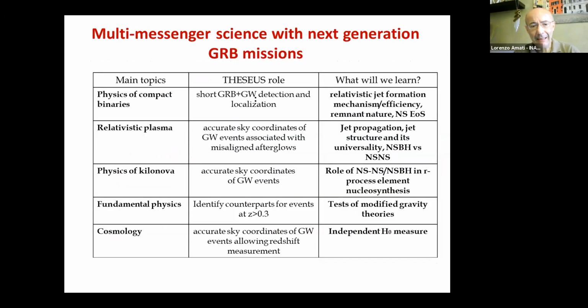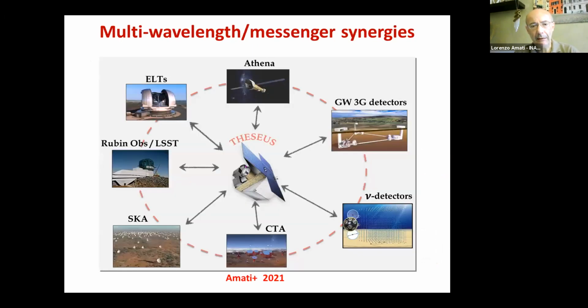So this is a sketch, a summary of what we can do with these multi-messenger observations. Again, here mostly focused on neutron-star black hole mergers. This is a summary of what I already outlined. So I can go on, and this again sketches the huge synergies that this mission or similar missions will have with all the large, extremely large facilities of the future in the electromagnetic domain, but also in the gravitational wave domain.